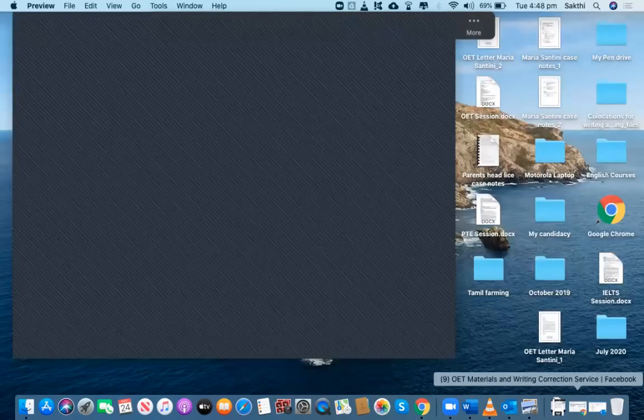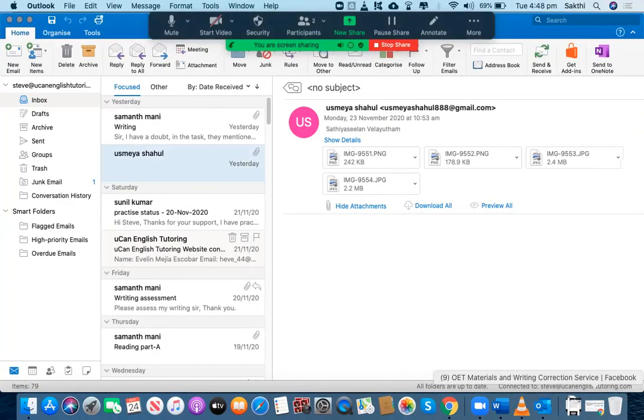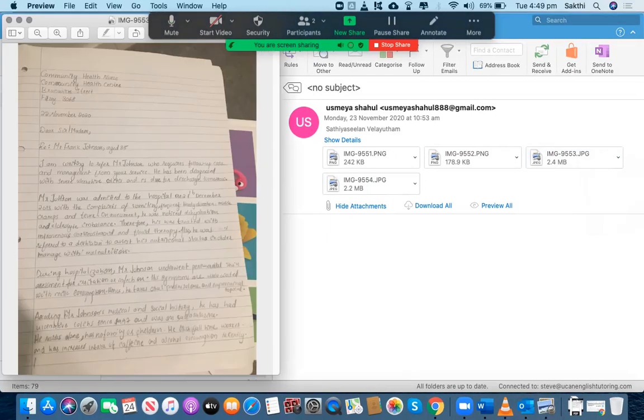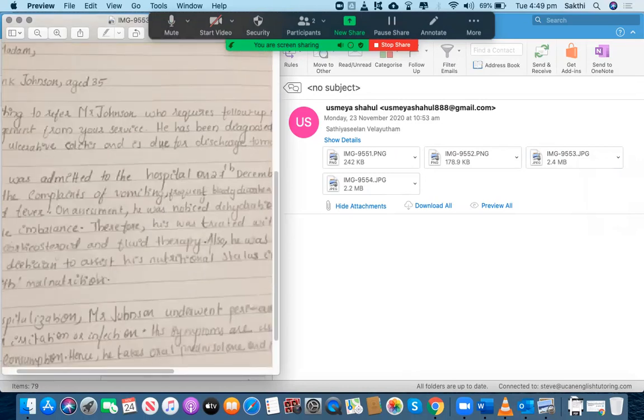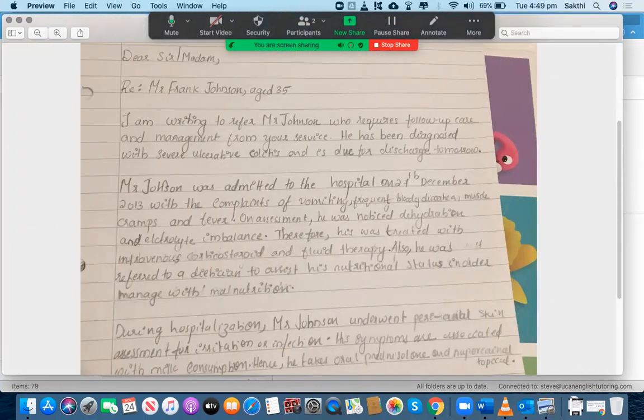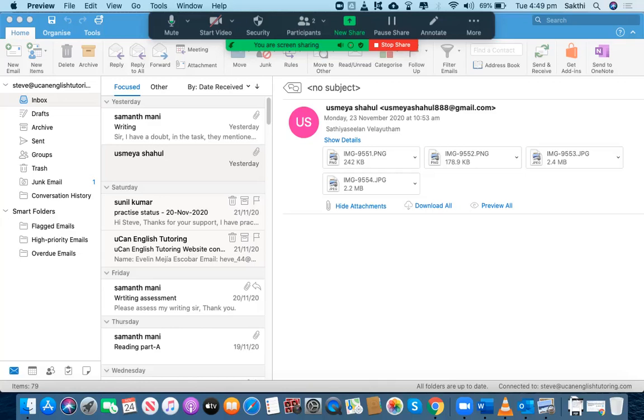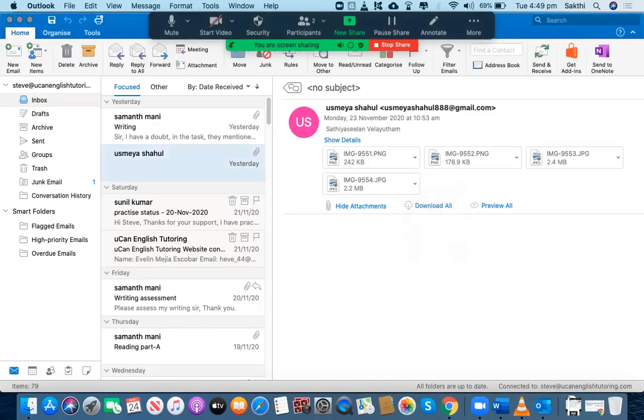Okay, let's go through the other one. Okay, I just would like to go through this one. Which one contains this? One moment. I think the card one is in the next page only. I think so.